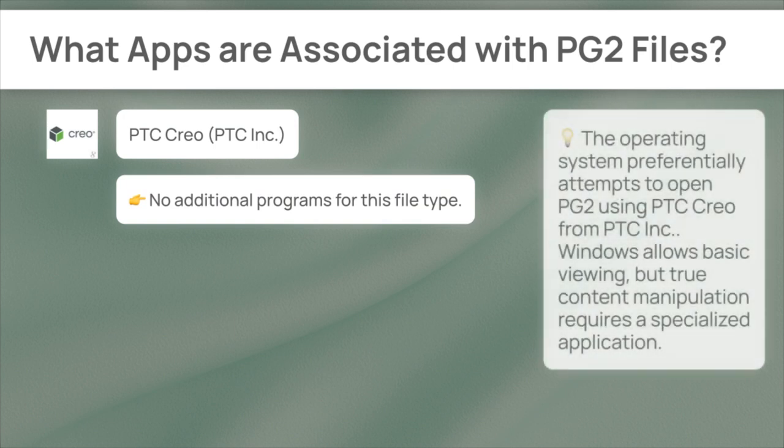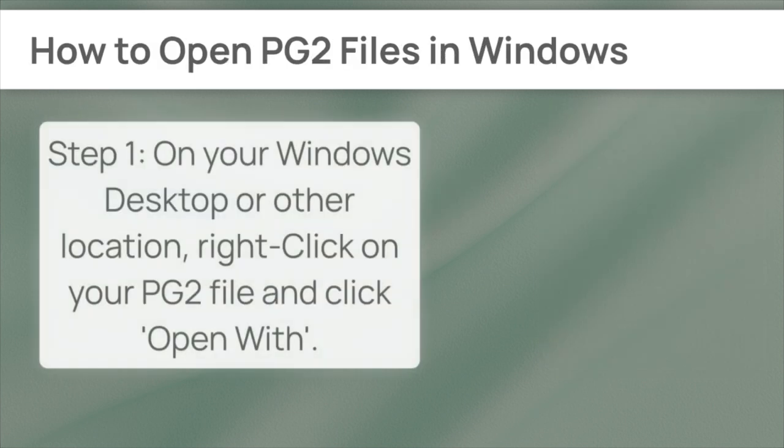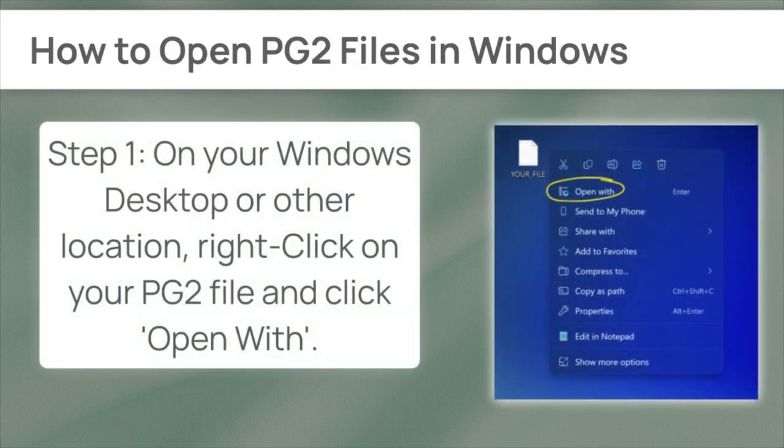Windows allows basic viewing, but true content manipulation requires a specialized application. Windows can't display engineering-grade details, so serious inspection must occur in CAD software. Let's find the specific program that reads the file signature.